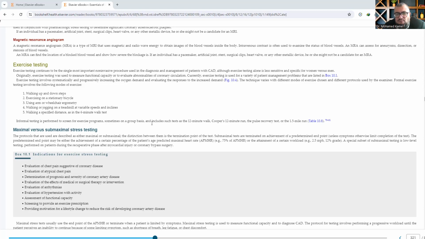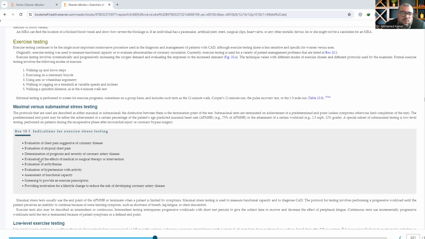Currently, exercise testing is used for a variety of patient management problems that are listed in Box 10.1, which we will be seeing now. So indications for exercise testing or exercise stress testing include evaluation of chest pain suggestive of coronary disease, evaluation of atypical chest pain, determination of prognosis and severity of coronary artery disease, evaluation of the effects of medical or surgical therapy or intervention, evaluation of arrhythmia, evaluation of hypertension with activity, assessment of functional capacity, screening to provide an exercise prescription, provide motivation for a lifestyle change to reduce the risk of developing coronary artery disease.